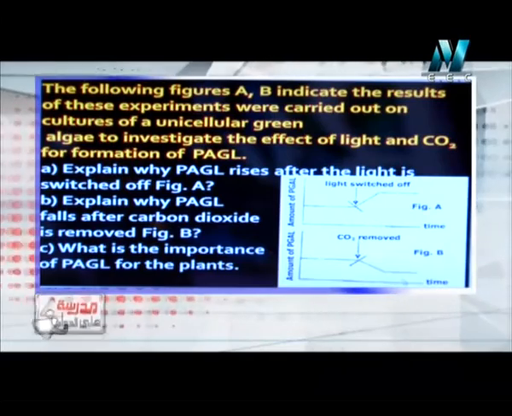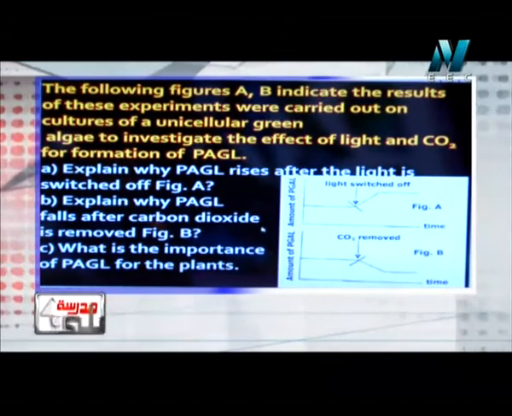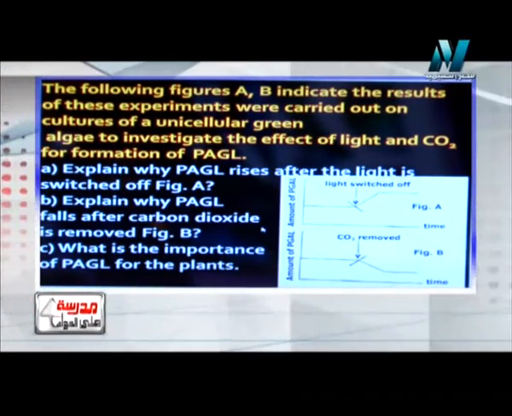So why does the bigal decrease here? Because the bigal is formed as a result of reducing carbon dioxide into bigal. So when I remove the carbon dioxide, there is nothing to reduce to give bigal, so when I do removing carbon dioxide, the bigal formation decreases.